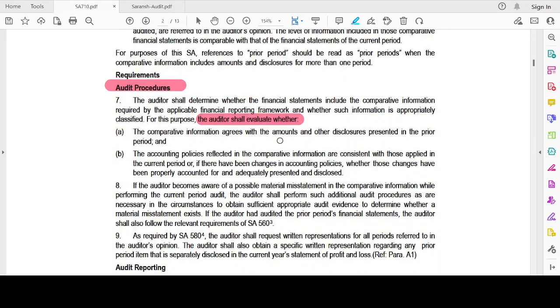Now audit procedures. The auditor shall determine whether the financial statements include the comparative information required by the AFRF and whether such information is appropriately classified. For this purpose, the comparative information agrees with the amounts and the disclosure presented in the prior period. The accounting policies reflected in the comparative information are consistent with those applied in the current period, and if there are any changes in the accounting policies, whether those changes have been adequately presented and disclosed and properly accounted for.